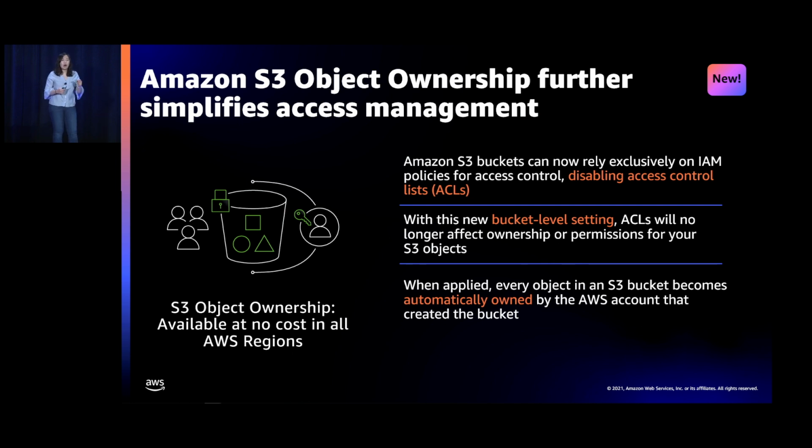So when you set object ownership to bucket owner enforced on your S3 bucket, all the objects in that S3 bucket become automatically owned by the AWS account that created the bucket. And you can disable access control lists, as you can now exclusively rely on IAM policies for access control. An access control list will no longer affect ownership or permissions for your S3 objects with this new bucket level setting.